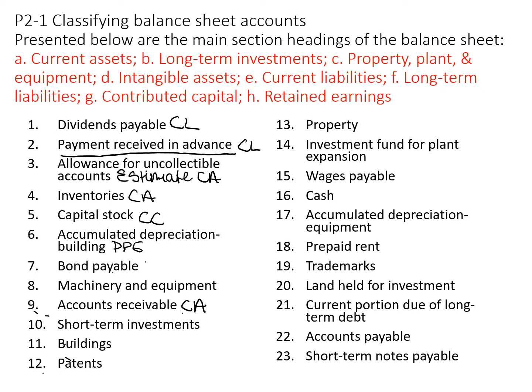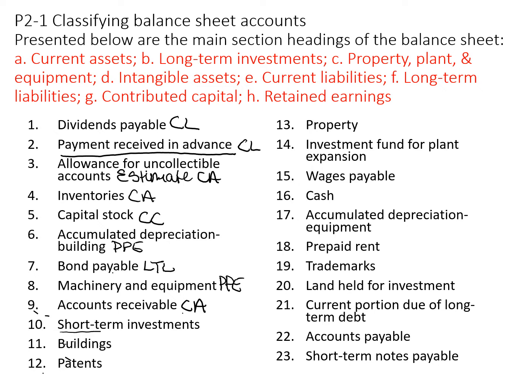Bonds payable is a long-term liability. And the reason is usually when you float a bond, it's out there for years and years and years. It's a 5-year bond, a 10-year bond. It's very unusual to have a bond that has a life of less than a year. So that's a long-term liability. Machinery and equipment is property, plant, and equipment.